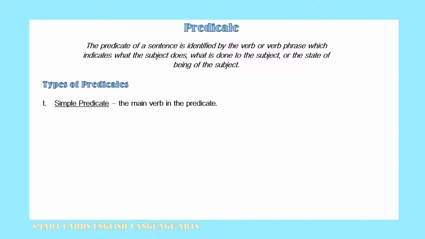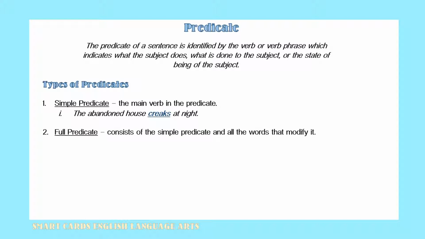We have a simple predicate, which is the main verb in the predicate. For example, the abandoned house creaks at night. Creaks is the main verb or simple predicate of the sentence. We also have the full predicate. This is the simple predicate and all the words that modify it. Again, for example, the abandoned house creaks at night. Creaks at night is the full predicate of the sentence.